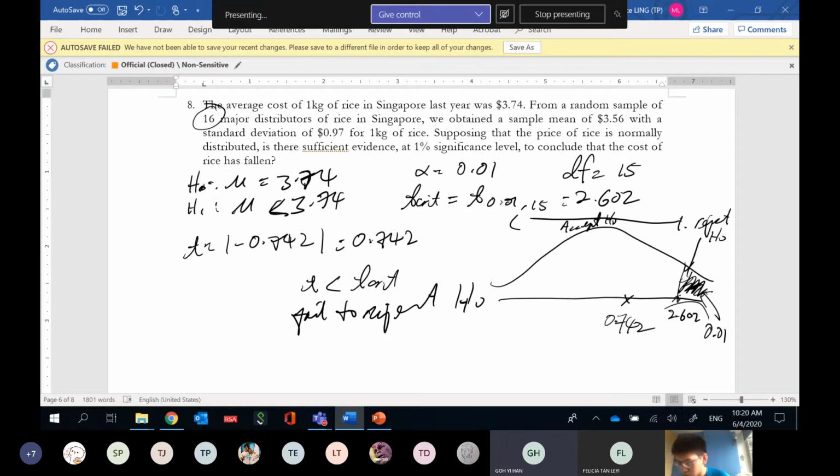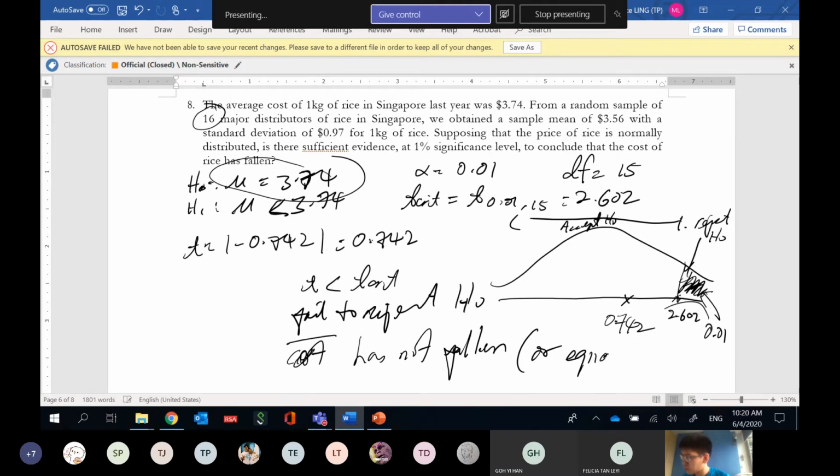Okay, so here you fail to reject the null hypothesis, and what does it mean? It means that the cost of the rice did not fall. The average cost has not fallen. Or you can even say that the average cost is equal to $3.74. Yep, correct.